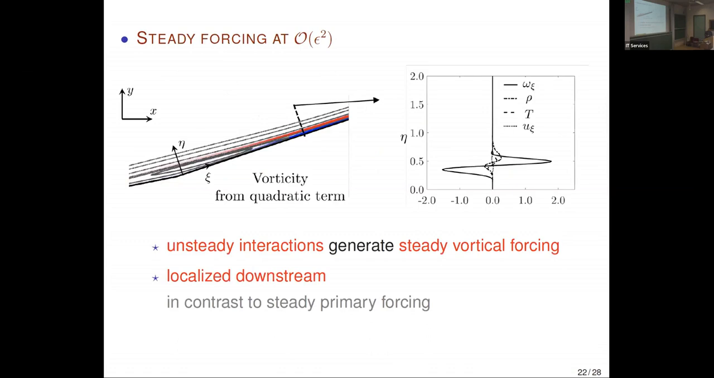Okay, and in spite of this difference that I'm going to highlight in a moment, what I'd like to highlight is that unsteady interactions generate steady vortical forcing, which is localized downstream, in contrast to the steady primary forcing that came out of the analysis of linearized Navier-Stokes equations and the streaks that are triggered by linearized Navier-Stokes equations. The primary contribution of the forcing comes actually through the vortical component. And what I'm showing here is the much larger amplitude of these vortical excitations that come out of resolvent analysis at the secondary level relative to other forcing components.